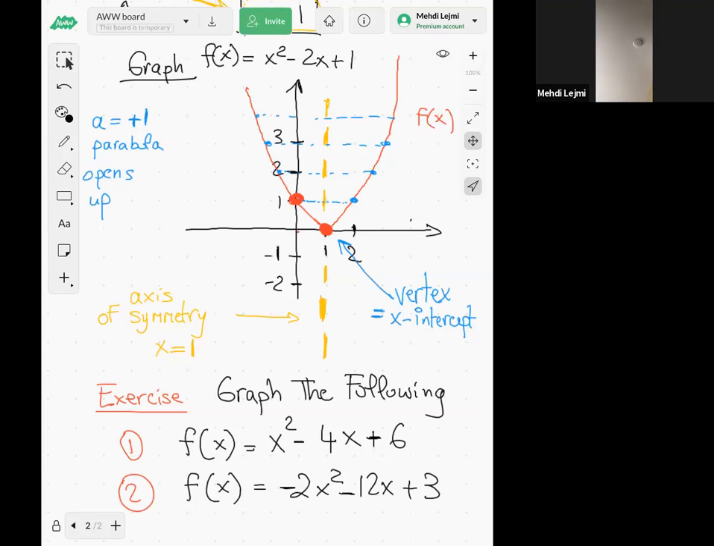Sorry, this is not plus 6. This is supposed to be plus 3. I'm sorry. Plus 3 here. So I changed it because it would make the computations easier.